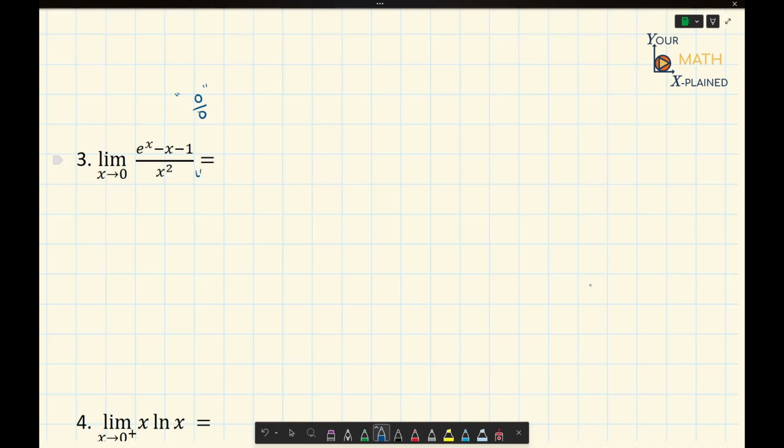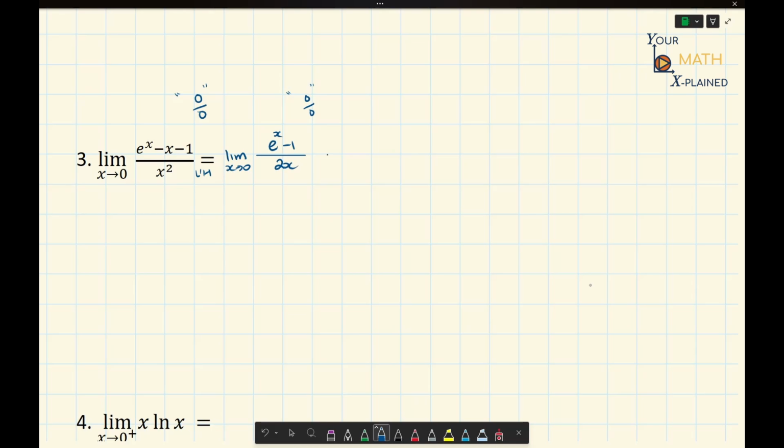Therefore, we can apply L'Hopital's rule, and we get this is equal to the limit as x approaches 0 of taking the derivative of the top, which is going to give us e to the x minus 1. And then the derivative of the bottom is going to be 2x. Now notice that if we try to substitute in 0, we're going to get a numerator that is equal to 0, because e to the 0 minus 1 is equal to 0. And then our denominator here is again still 0. So we still have an indeterminate form of 0 over 0.